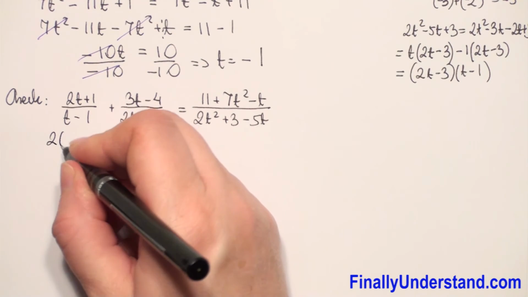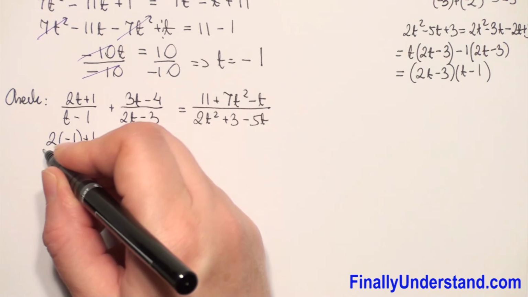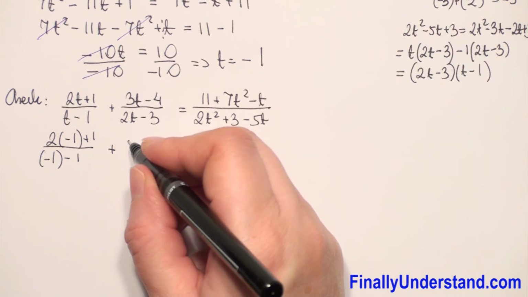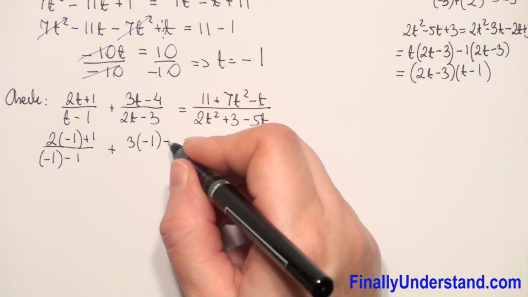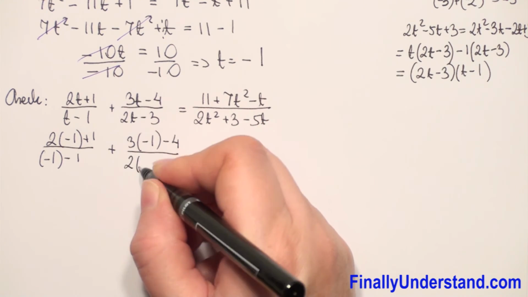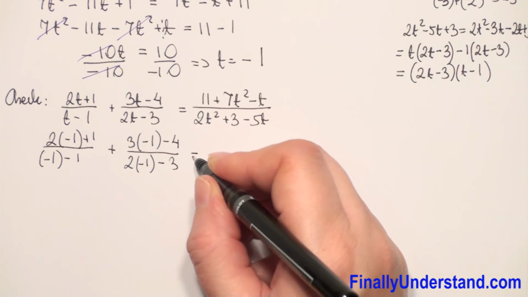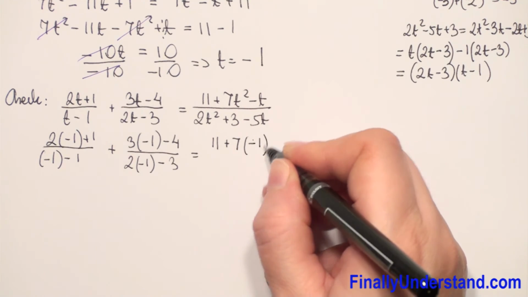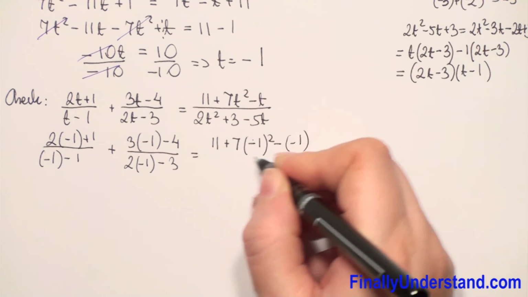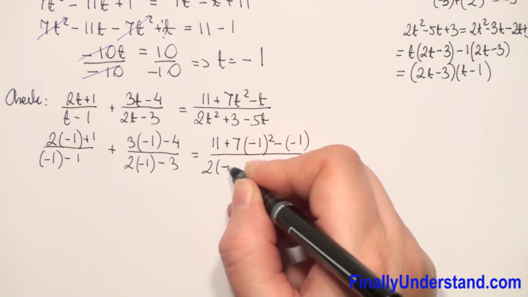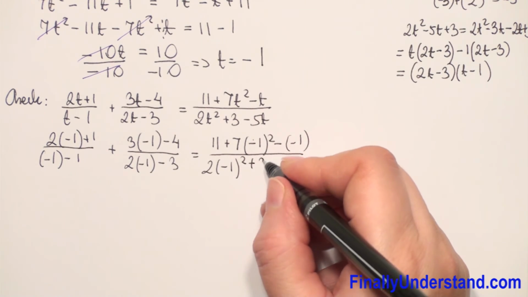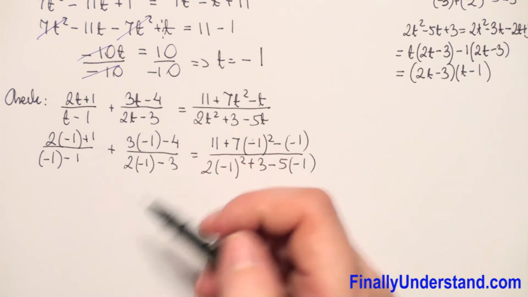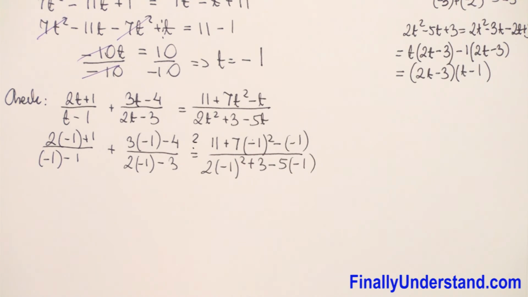So we have 2 times negative 1 plus 1 over negative 1 minus 1 plus 3 times negative 1, I have to put in parentheses, 2 times negative 1 minus 3. This is equal to 11 plus 7 times negative 1 to the second power minus negative 1 over 2 times negative 1 to the second power plus 3 minus 5 times negative 1. So now we have to check if the left side is equal to the right side.